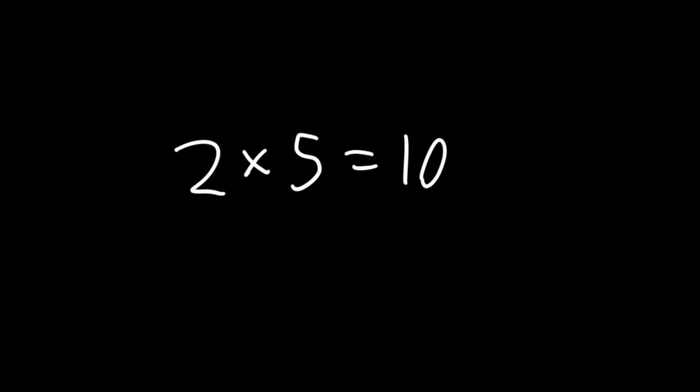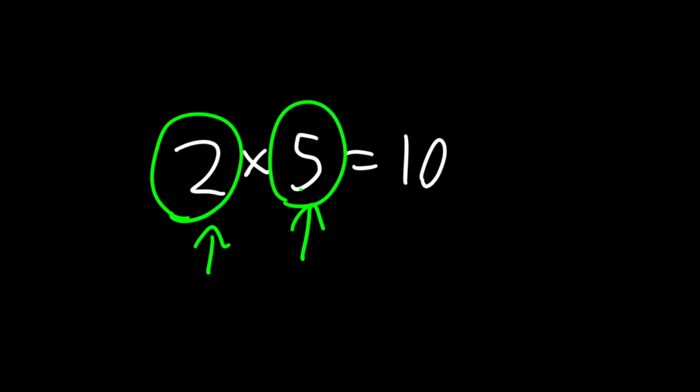What are factors? Factors are just numbers that multiply to each other to make another number. So let's say we had 2 times 5 equals 10. What are the factors in this equation? Notice how 2 and 5 are two numbers that multiply to each other to make a new number, 10. So that means 2 and 5 are our factors for this equation.